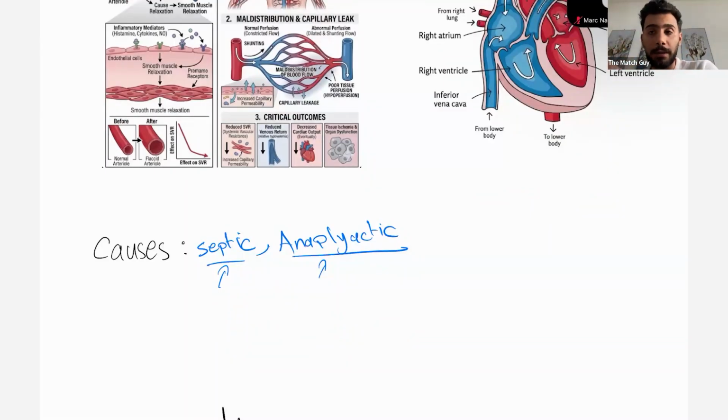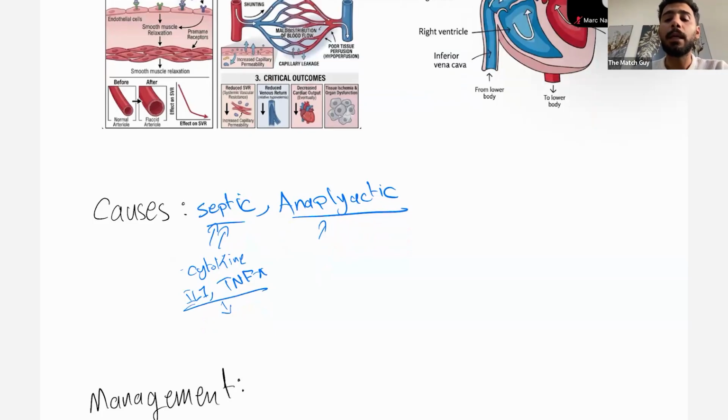Both of them involve dilation of all of the arteries, okay? The arteries and the veins alike, all of the blood vessels. So septic shock is when you have this exaggerated immune response to an infection that you have in the body. And infections are associated with cytokines, including interleukin-1, TNF-alpha, and many other cytokines. And these cytokines are going to be causing vasodilation of the blood vessels, which is going to cause the systemic vascular resistance to fall down.